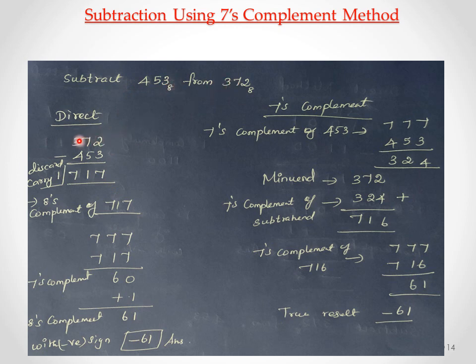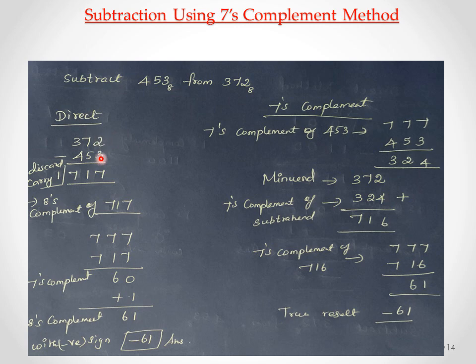Here minuend is smaller and subtrahend is bigger. First we will discuss with the direct method, then we will do with the 7's complement method. In the direct method, we are subtracting 372 minus 453. So 2 minus 3. So minuend is smaller, so we will get borrow from the next higher order bit. So this bit will change to 6 and here we are adding 2 plus 8. So the answer is 10.